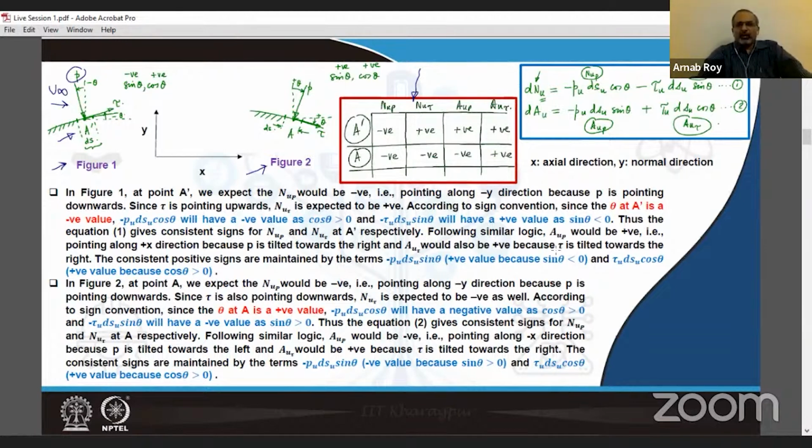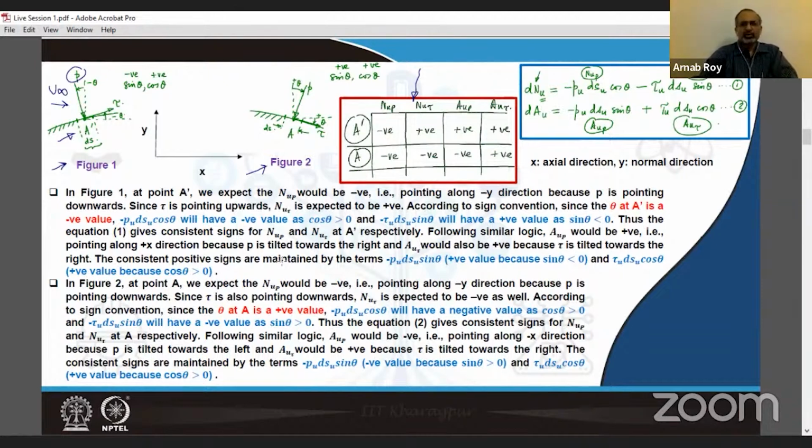Now, following a similar logic, AUP would be positive, pointing along positive x direction because P is tilted towards the right end. The inclination is such that the force arising out of the pressure will have a component towards the positive x direction, and AU tau would also be positive because tau is tilted towards the right. So from the physics point of view, these are the directions.